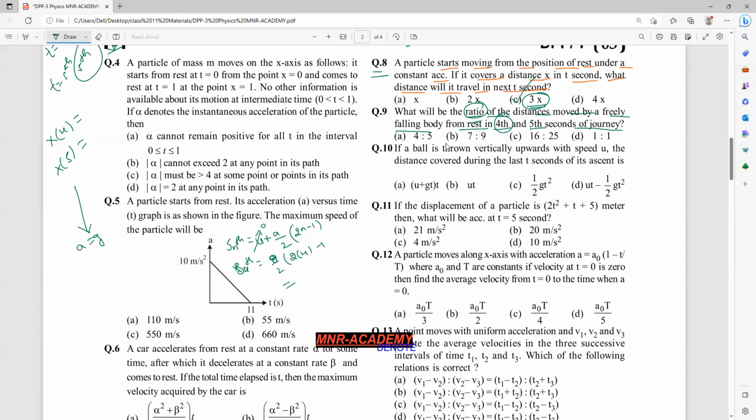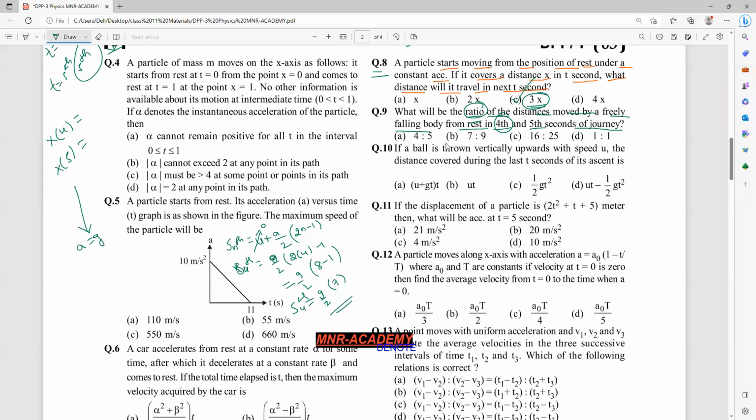What is the answer that will come? So G by 2 into, how much will it come? 2 into 4, how much? 8 minus 1. So which is equals to how much? G by 2 into 7. So okay, that is the 4th second.